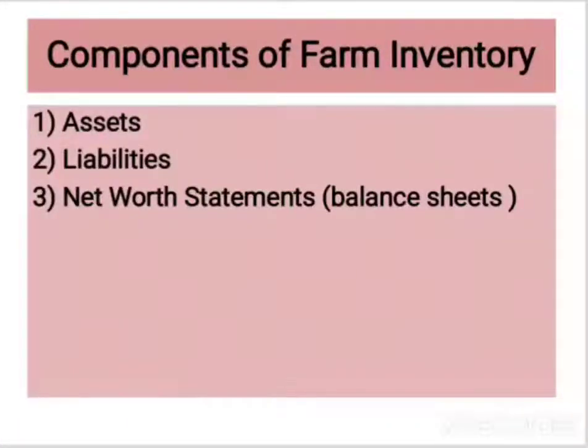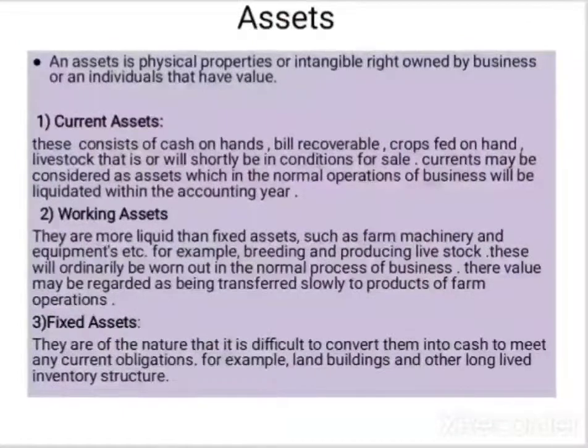Now, what are the components of farm inventory? As I told, farm inventory means a list of all kinds of assets owned by the farmer. So what are the components of farm inventory? In the inventory, there are assets, there are liabilities, and the net worth statement. Net worth statement is also termed as a balance sheet. Balance sheet is also termed as final accounts. So we'll see what kinds of assets are involved.